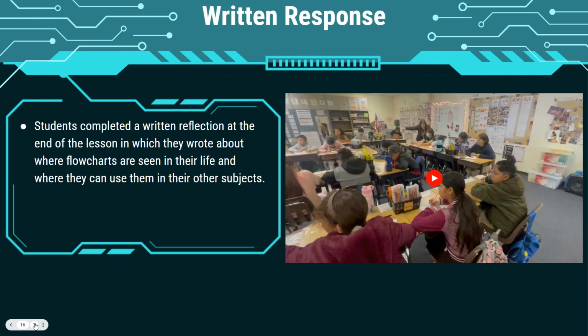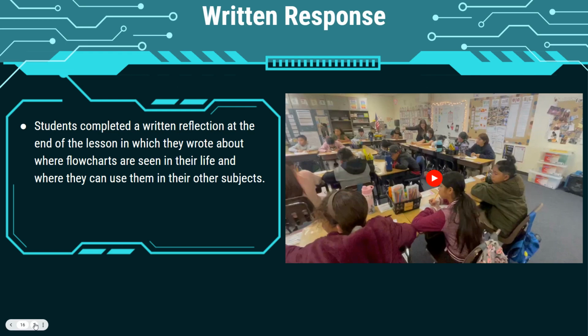This was an individual activity, but they wrote down and then shared out their reflection of what happened, or where they saw flowcharts in their lives.